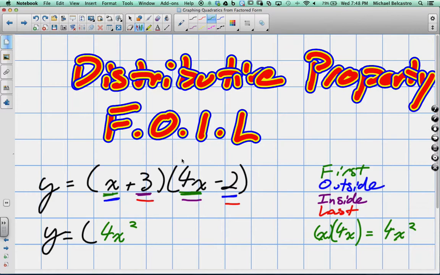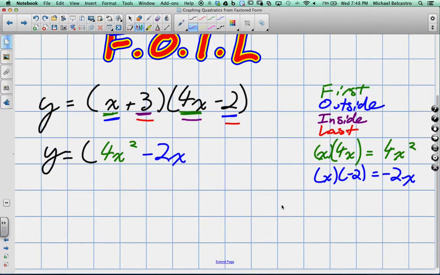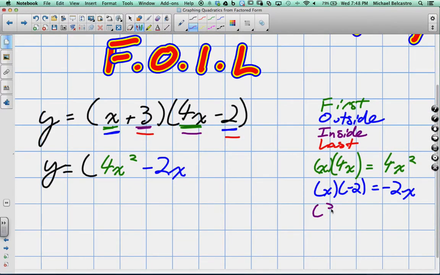The next thing we did was the outside terms, and that would be x times -2. So what would x times -2 be? -2x. So I write it in as minus 2x. The inside terms are the next ones. Okay, so inside terms were 3 and 4x. So 12x. That's right, 12x. So because it's positive, we put a plus sign, so we have positive 12x.